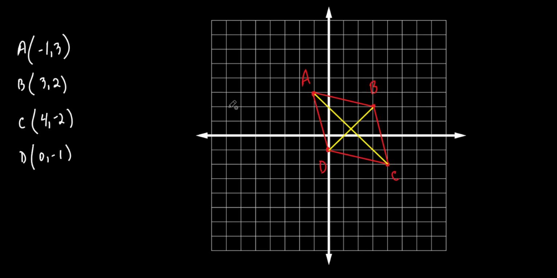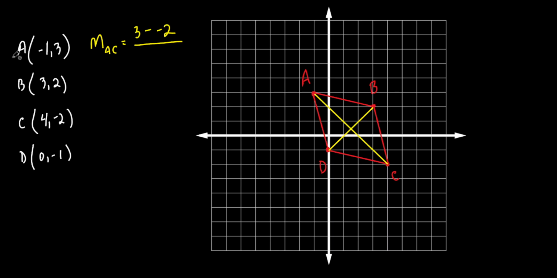So let's do AC. What are we going to find with AC? We're going to find the slope of AC, correct? So let's do that. A and C. So I'm using this one and this one. What are the y's? 3 minus what?